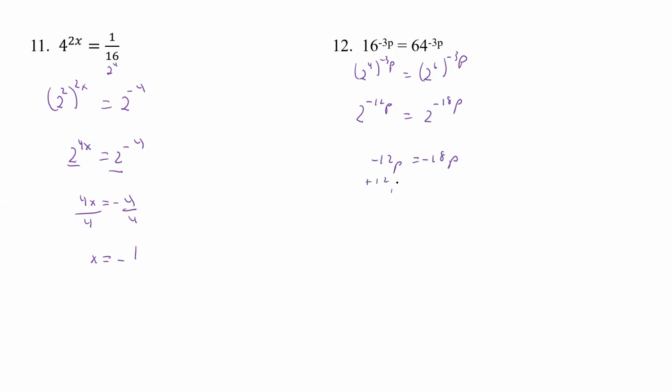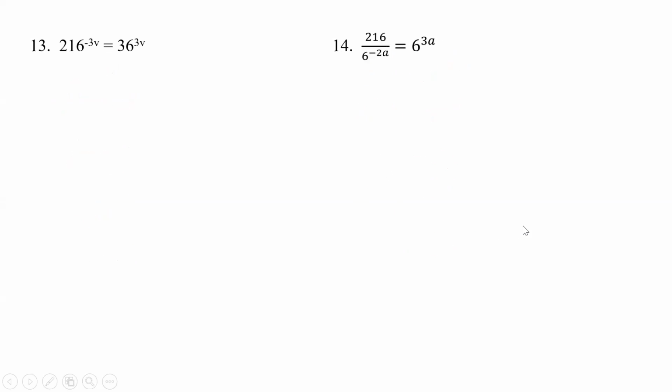So let's add 12p. And so 0 equals, and that's a minus 6p, so p is equal to 0. All right. And if we think about that, that's probably the only way this is going to work. 16 to the 0 is 1. 64 to the 0 is also 1. And so that makes sense. All right, what about this one?